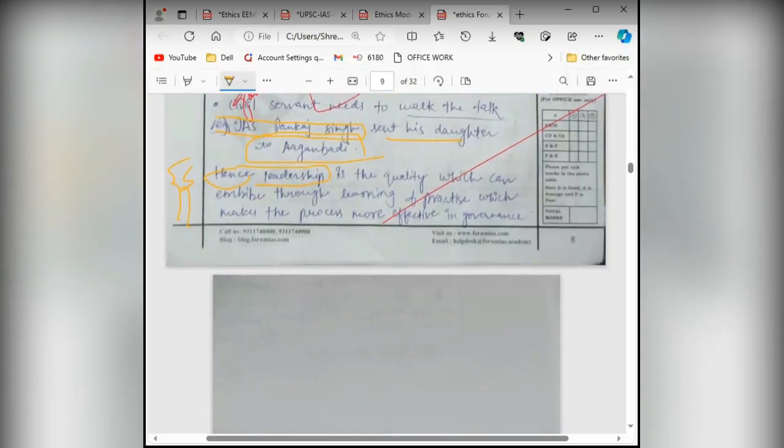All right, any doubts so far? Elam, any doubts? No, ma'am. And what about you, Venkatesh? No, ma'am, no.